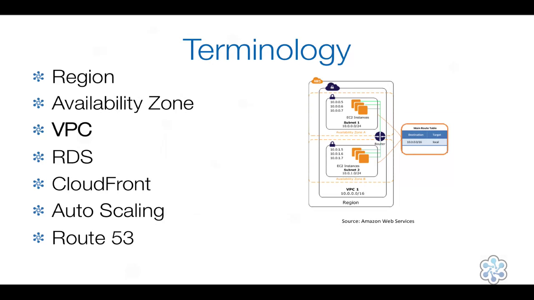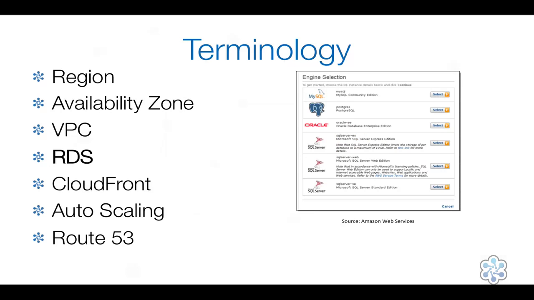A virtual private cloud, or VPC for short, is a logically isolated section of AWS. This is your network in the cloud that you have full control over. You launch and configure resources within a VPC. It is important to note that VPCs can span availability zones but not regions. VPCs are one of the AWS services that can be used free of charge.